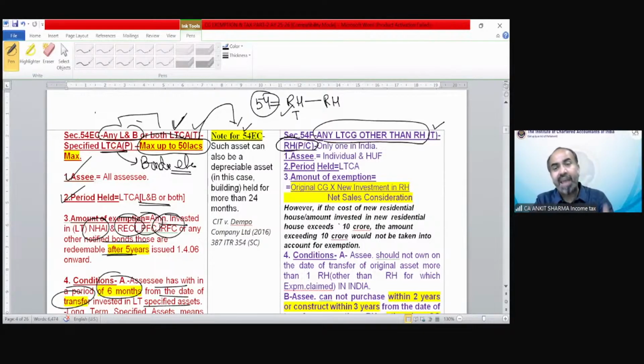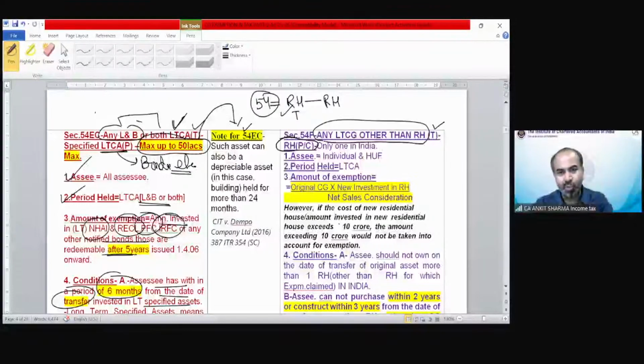like this, any long-term capital gain and purchase residential house, then suppose somebody is going to transfer a residential house, two sections would be applicable, 54 and 54F. So to make these sections mutually exclusive, section 54F straightforwardly says that you can transfer any long-term capital asset other than a residential house, and if you purchase a residential house from that gain, I will give you exemption under section 54F.